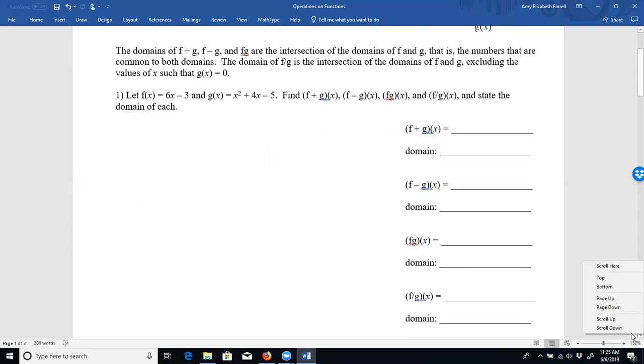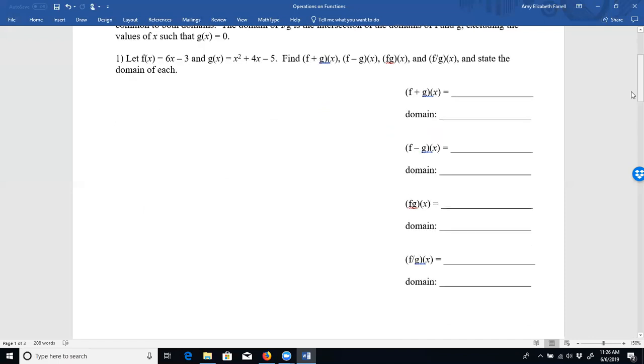Okay, so we're going to start with two polynomial functions. Our f of x is 6x minus 3, and our g of x is x squared plus 4x minus 5. So we're going to start up here. I'm going to find f plus g of x. So this is just when we add the two functions together. So it's just f of x plus g of x. To simplify, we just need to combine our like terms.